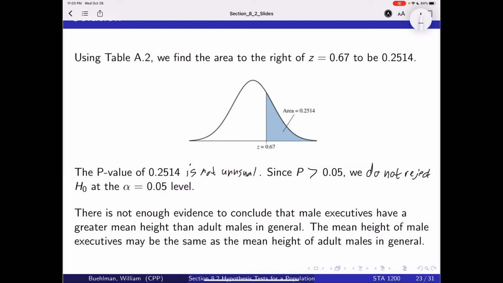Thus, what does that mean? There is not enough evidence to conclude that male executives have a greater mean height than adult males in general. The mean height of male executives may be the same as the mean height of adult males in general.